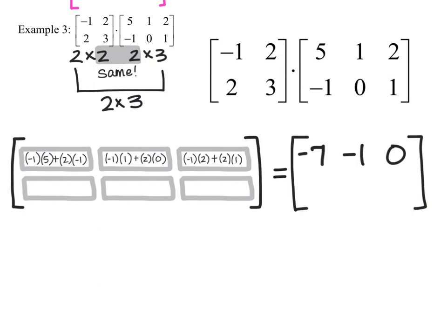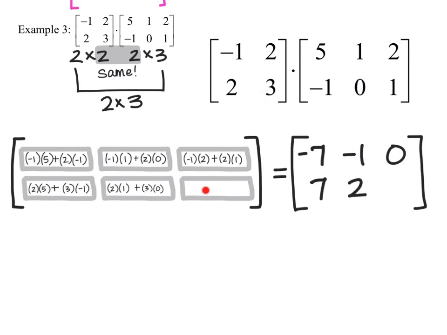And now we'll do the second row. For element 2,1, we're going to multiply the second row of the first matrix by the first column of the second matrix. So we'll do first number times first number plus second number times second number, which gives us 7. And for element 2,2, we're going to multiply the second row of the left matrix by the second column of the right matrix. So first number times first number plus second number times second number gives us 2.